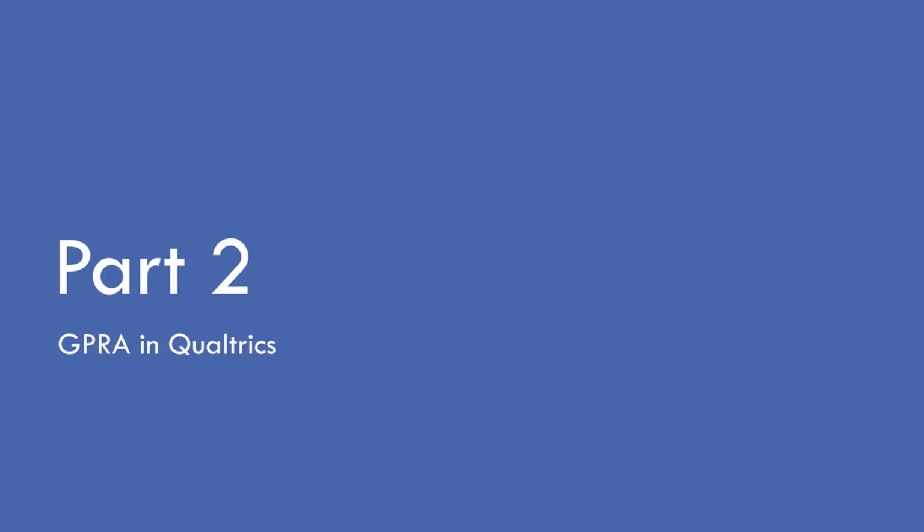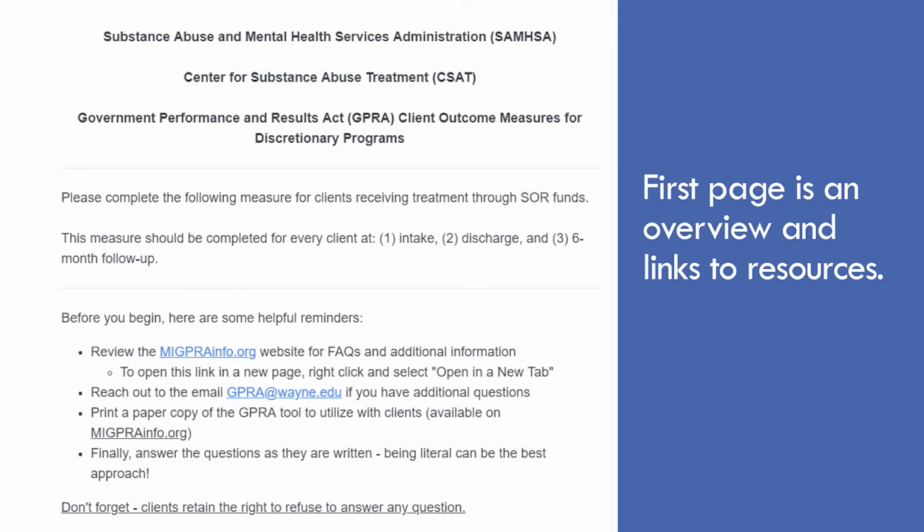The second portion of the PowerPoint looks at how to enter the GPRA into Qualtrics. Once you try to enter a GPRA into Qualtrics, the first thing you're going to see is an overview of the GPRA process and a few different links to resources, including our website link as well as the email you should reach out to if you have any additional questions.